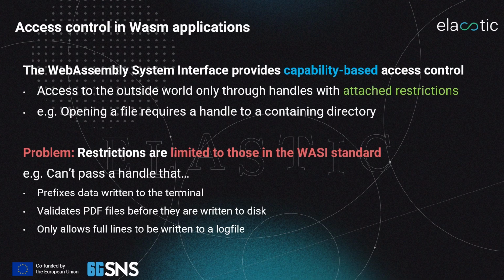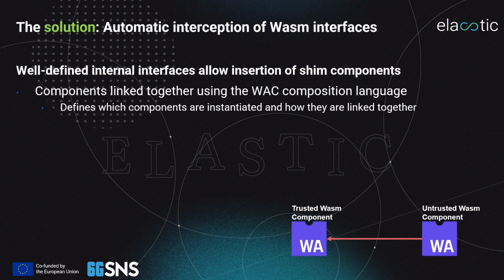So this means that you can't do interesting application-specific things like have a handle that will only allow full lines to be written to a log file so that a component can't corrupt the audit logs of an application. So what we want to do then is to provide a way to automatically intercept traffic between these component interfaces so that we can insert new functionality. The WebAssembly component model provides really well-defined internal interfaces within applications that allow you to insert a shim component that will implement this functionality.